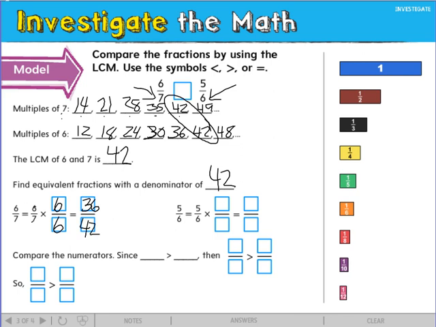So then we come over here. 6 times what equals 42? 7. Now look at. We're finding equivalent fractions, okay? So that means that we need to multiply this fraction by something that's equal to 1. We know we have to multiply 6 by 7.